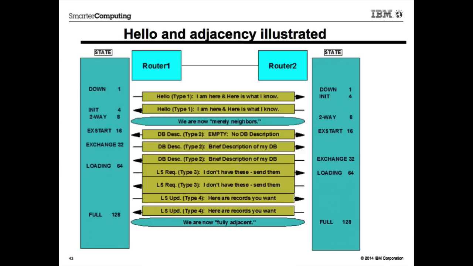Now, usually when you're looking at displays, states 16, 32, and 64 don't last very long, because they're just going through them. It's pretty rare to see something in those states. If you see a neighbor that's in those states for a long time, you've probably got a problem. State 8 and State 4 can last a lot longer, and State 128. State 128 and State 8 are the two states that you want to see most of your neighbors in. And we'll talk about which ones you want to see in State 8 and which ones you want to see in State 128 in a minute.